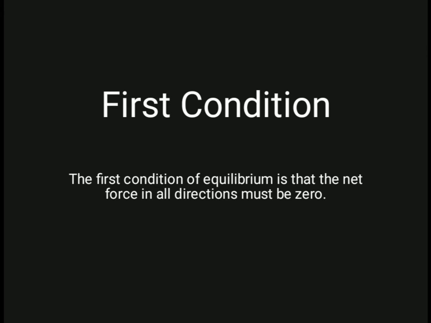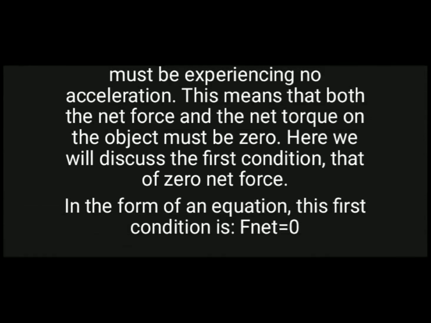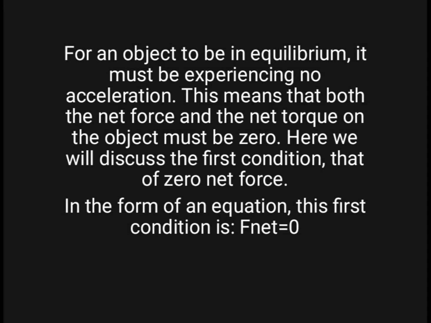The condition F net equals zero must be true for both static equilibrium, where the object's velocity is zero, and dynamic equilibrium, where the object is moving at a constant velocity. Below, the motionless person is in static equilibrium. The forces acting on him add up to zero. Both forces are vertical.